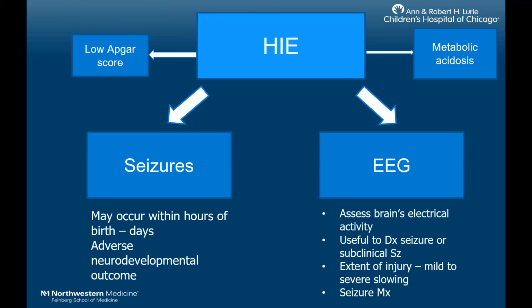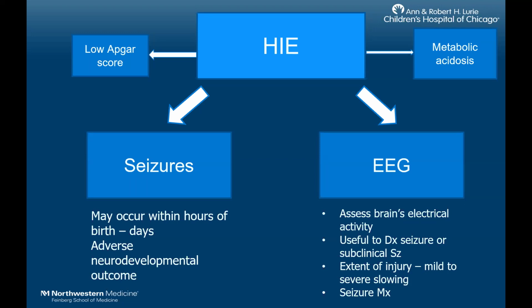Now, the seizures can occur within hours to days of birth, and they can be either clinical or subclinical in nature. And they portend an adverse neurodevelopmental outcome. So, diagnosing these seizures is important. Using the EEG to assess the brain's electrical activity can help the clinicians in defining subclinical seizures that may go undetected.